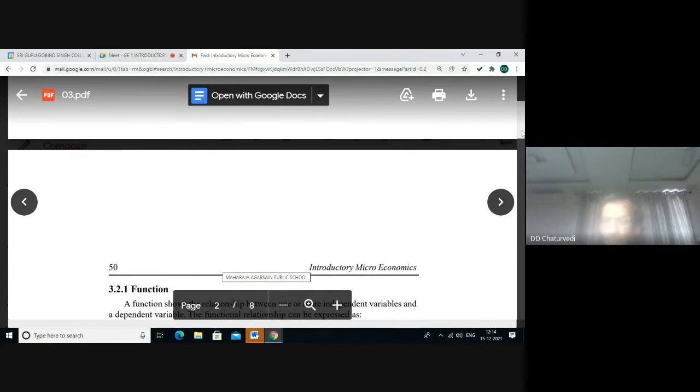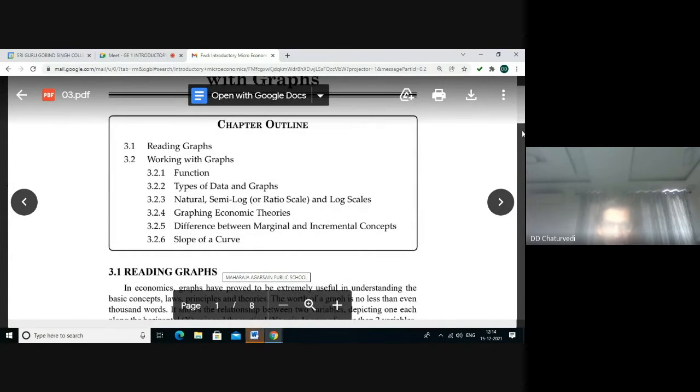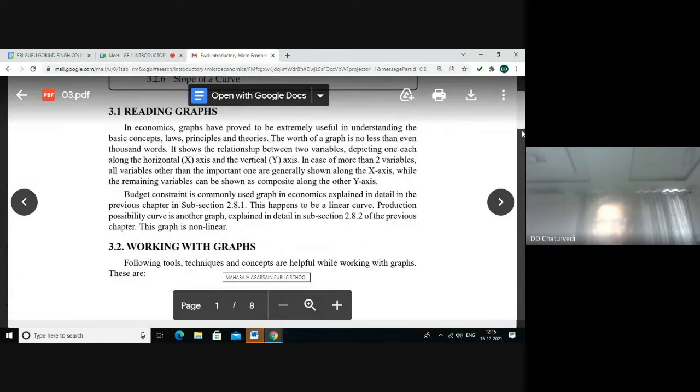Reading and working with graphs. Here we shall be discussing functions, data, graphs, natural, semi-log, log scales, the difference between marginal and incremental concepts, and the slope concept. That means everything that we use in economics. Graphs are very important for understanding very basic concepts, and these graphs are required even for explaining the relationship between various macroeconomic variables, which are explained through laws, principles, and theories.